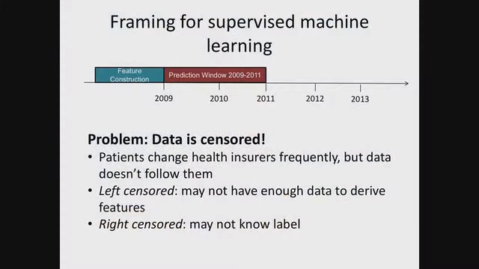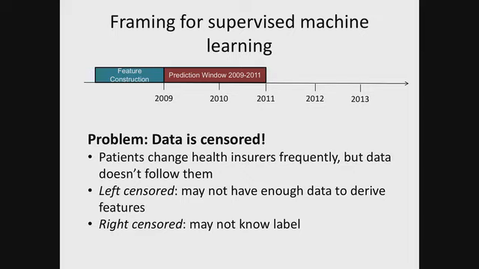Another problem is that the data is highly censored. What I mean by censoring is that we often don't have full visibility into the data for patients. For example, patients might have only come into the health insurance in 2013, and so on January 1st, 2009, we have no data on them. They didn't even exist in the system at all. There are 2 types of censoring. One type is called left censoring. It means when we don't have data to the left, for example, in the feature construction window.